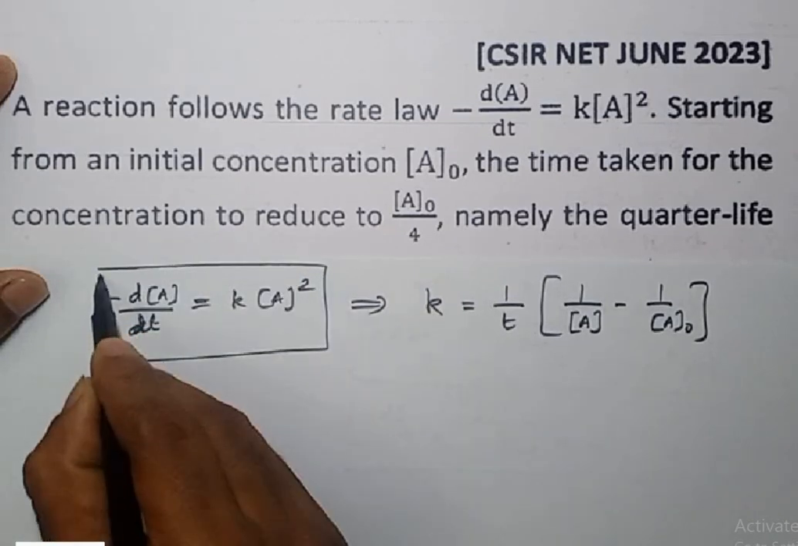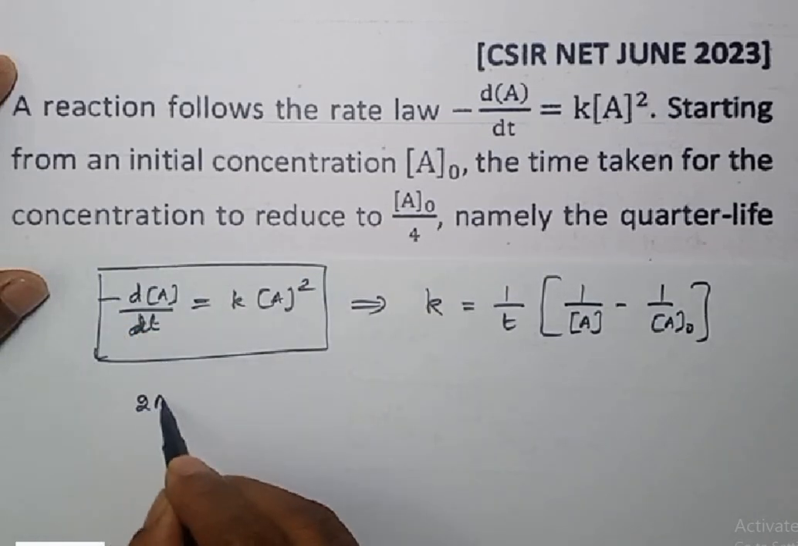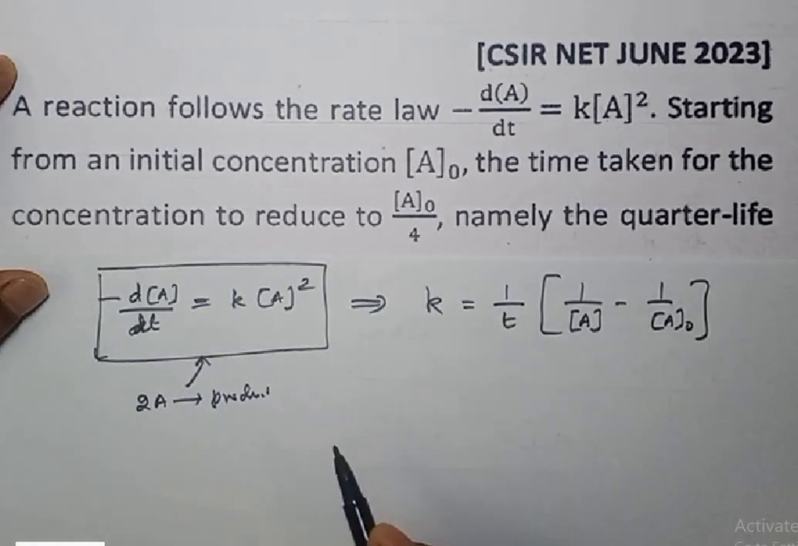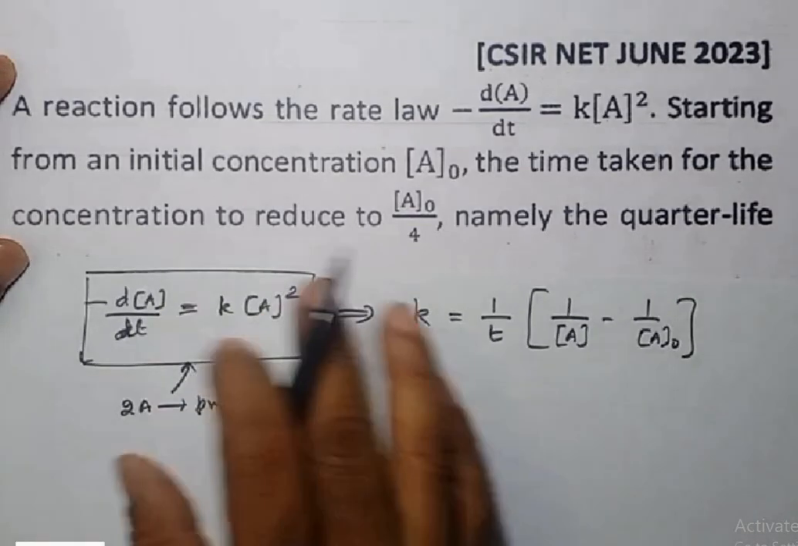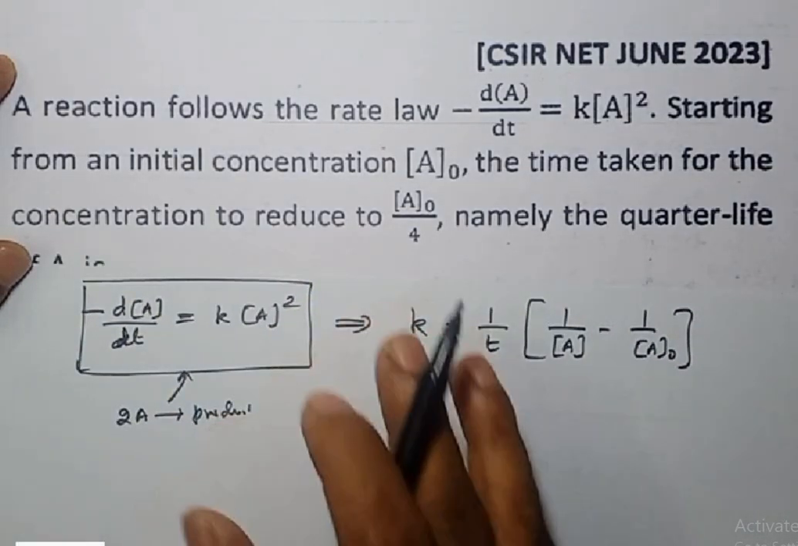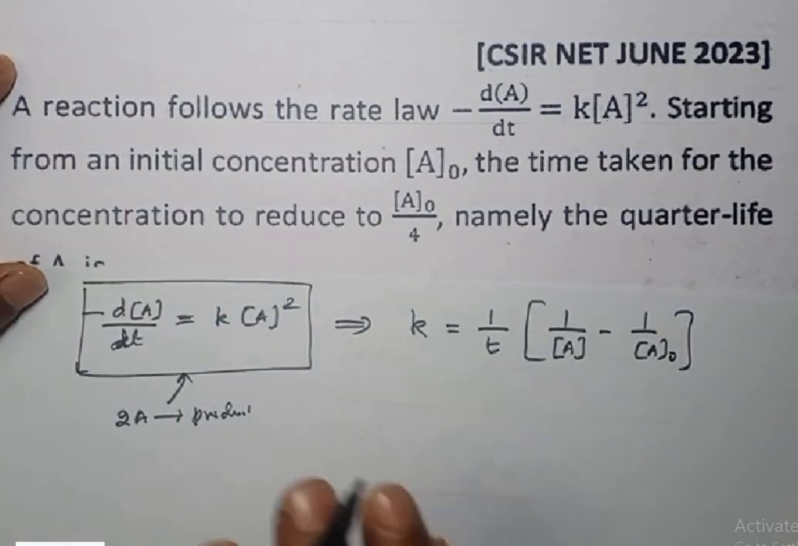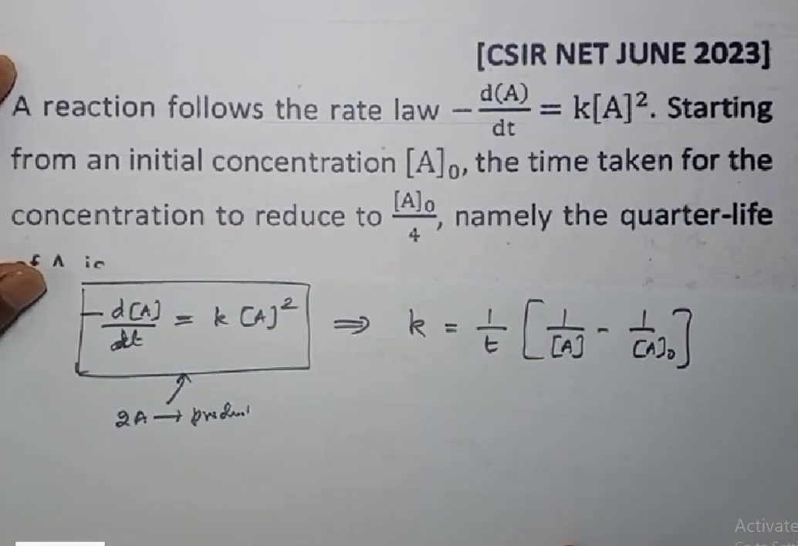This differential equation we get if the reaction follows this type of reaction, 2A gives product. We'll discuss this to a large extent in one of the classes. But you know this expression for the rate constant.